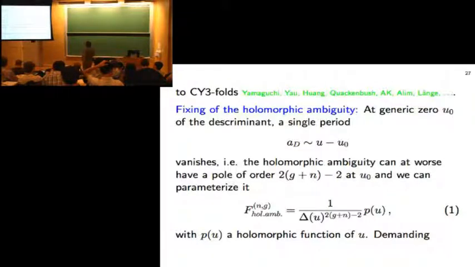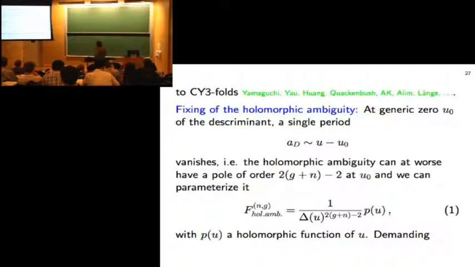In order to fix this, I use now this gap condition. So we see that at the generic zero of the discriminant, a single period vanishes. And generic is actually quite important. If you, for instance, go to, let's say, an Argyres-Douglas point or something where two periods become singular, then this will not have this behavior, and you cannot use this condition. If you have, however, a generic zero of the discriminant in this curve, then the holomorphic ambiguity can at worst have a pole of this order at this critical point. And we can parameterize it in this form.